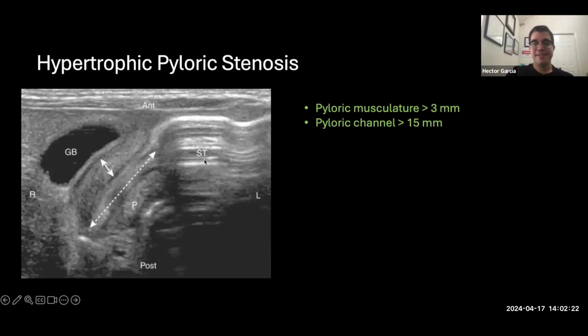Okay, and then the next one is hypertrophic pyloric stenosis. Clinical presentation first: a child less than 8 months old who has projectile, non-bilious vomiting. When you palpate the abdomen, there is a palpable olive mass in the mid-epigastric region, and what you're palpating is the pylorus. If the thickness is greater than 3 millimeters wide, or the pyloric channel is greater than 15 millimeters in length, then that qualifies for pyloric stenosis.